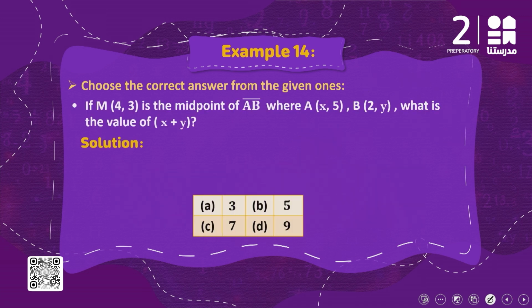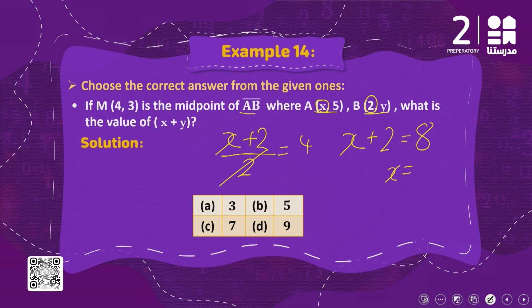If M, which is the point (4, 3), is the midpoint of AB, where A is (x, 5) and B is (2, y), what is the value of x plus y? Simply take the values of x, the endpoints, added together, over 2, equal to the midpoint. To solve this equation, multiply by 2. This is x plus 2 equal to 8. That means x equals 6.